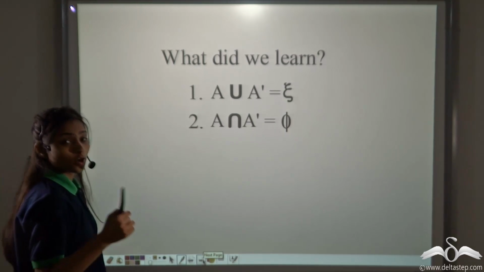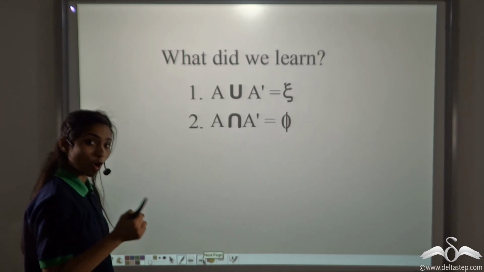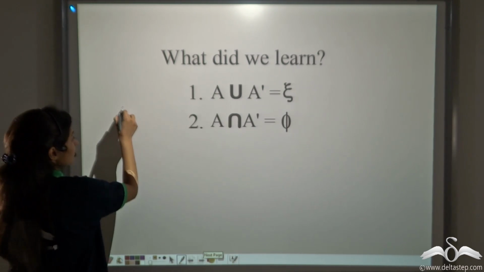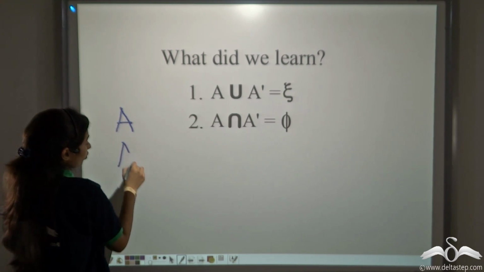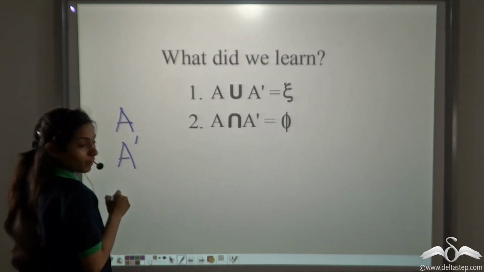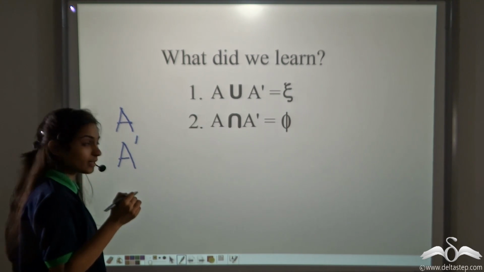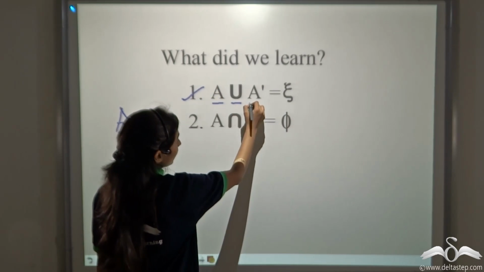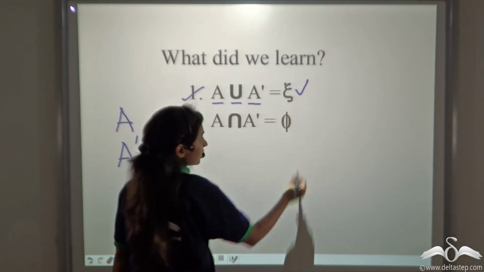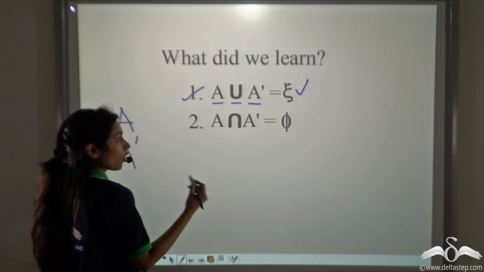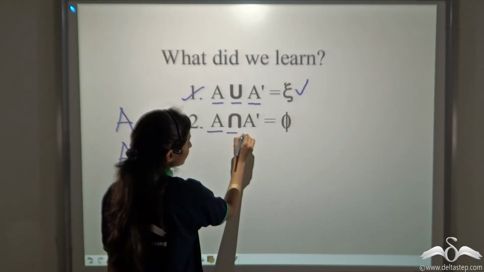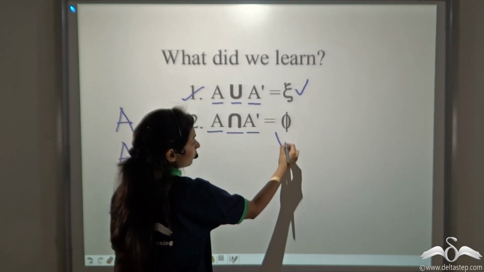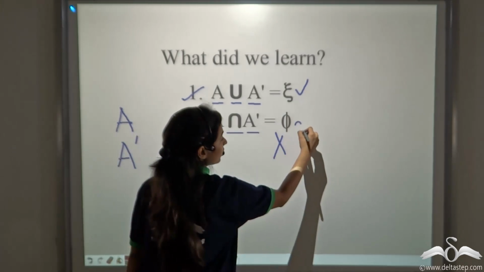So what did we learn? First of all, we learned how to take out the complement of a set. That is, if set A is given, we can find out set A complement with the help of the universal set. And we learned that A union with A complement will give us the parent set, that is the universal set. And A intersected with A complement will give us nothing, that is the null set.